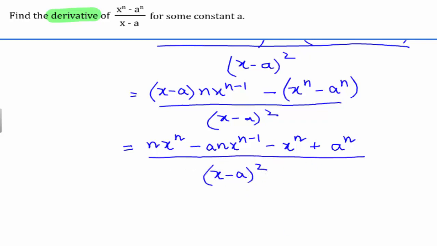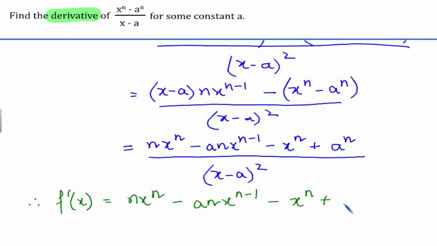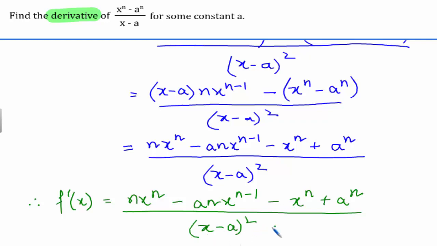Therefore, this is our required derivative, that is f dash x is equal to n into x raised to the power n minus a n into x raised to the power n minus 1 minus x raised to the power n plus a raised to the power n whole divided by x minus a whole square. So this is what we are required to find in this question.